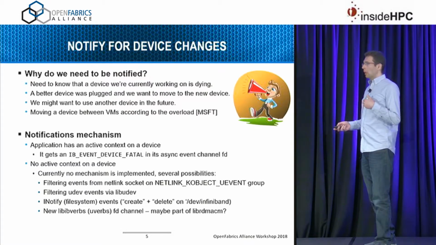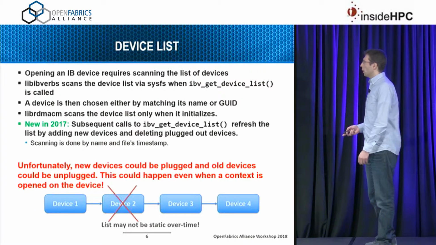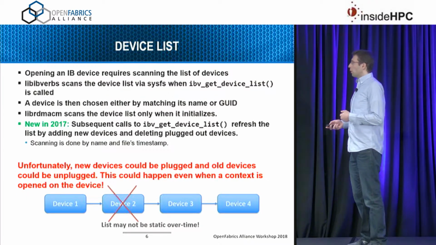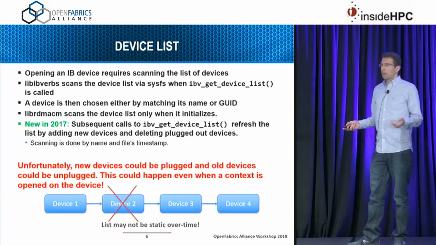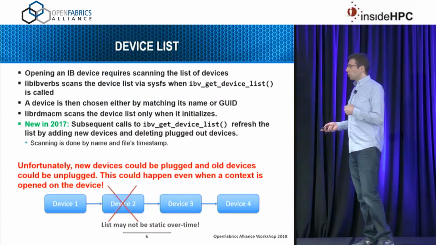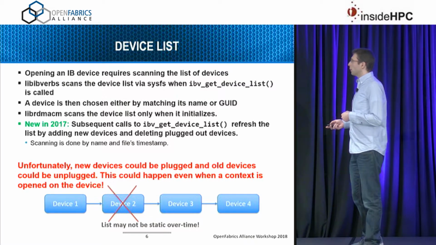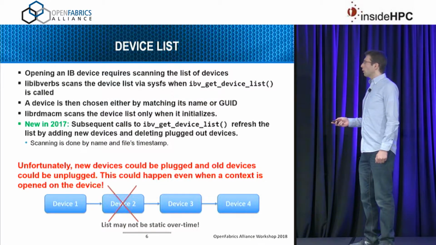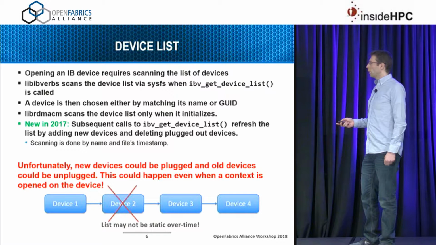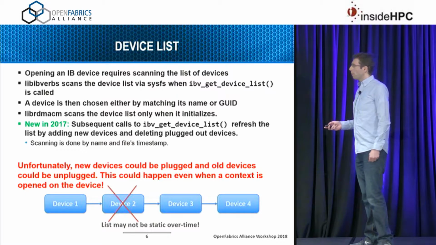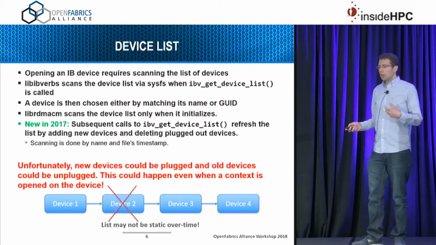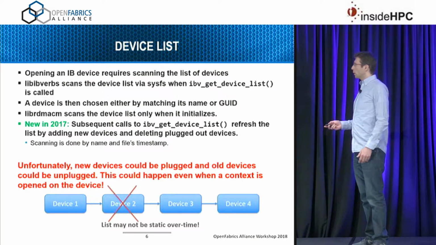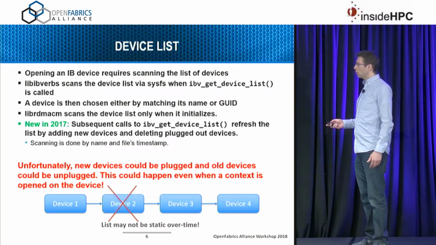So the purpose of all of this is actually to maintain a dev list. Why do we need this one? Basically, we have a list of devs. When we want to use one of them, we get this list and scan it. This actually goes to the sysfs. And then we just say, I want a dev with this name or the GUID.